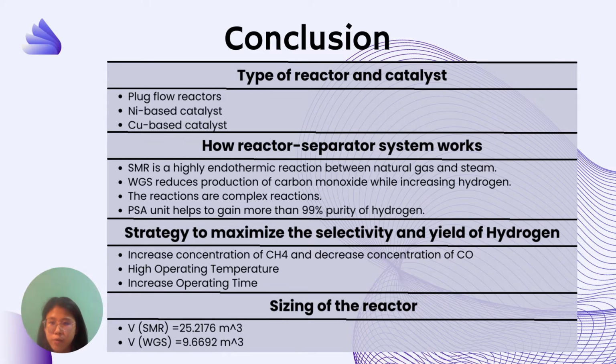First, the type of reactor used is plug flow reactors, and the catalysts used are nickel-based catalysts and copper-based catalysts. The SMR reaction occurs at a high temperature. Then the product gas mixture will pass through the second plug flow reactor where the WGS reaction takes place.